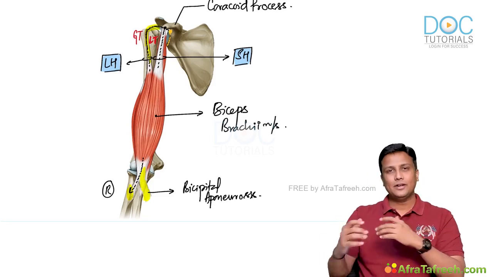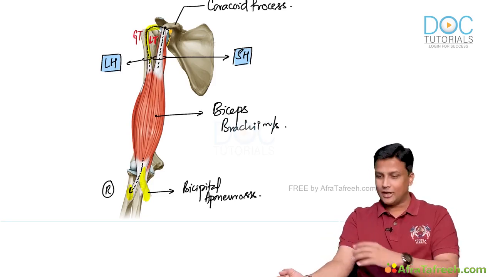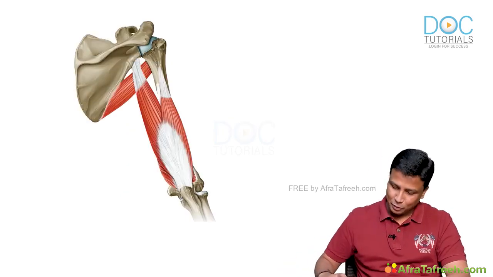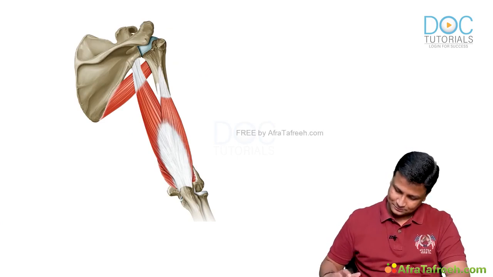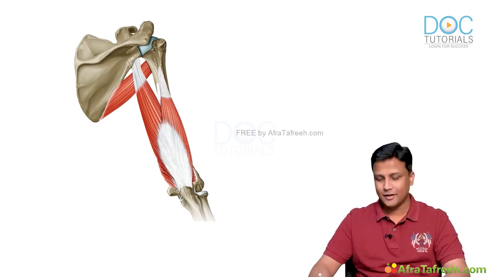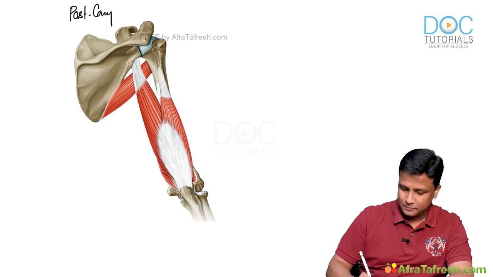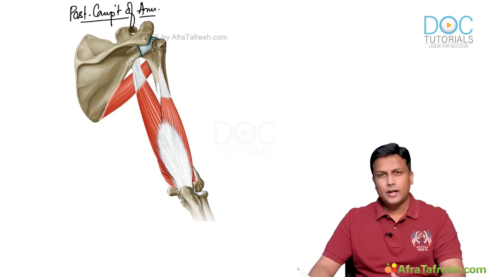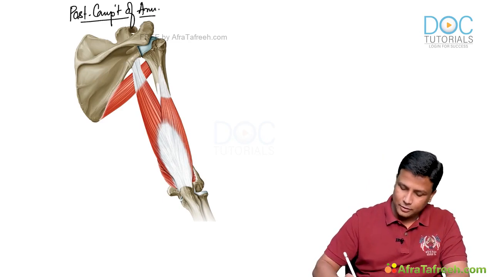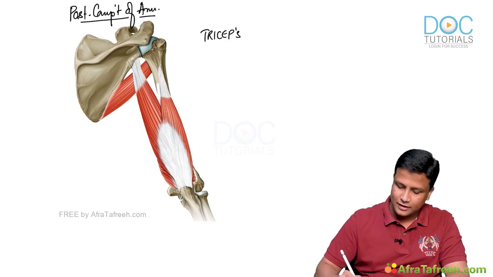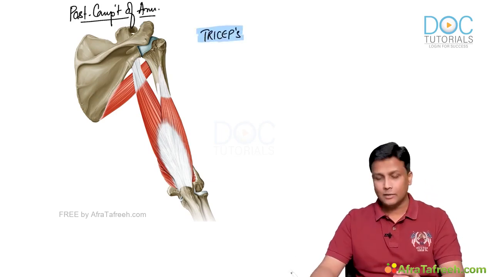Next, after completing the anterior compartment of the arm, now let me turn it behind. Let us see the posterior compartment of the arm. Wow, look at this beautiful diagram. The moment you look at this diagram, this one will be the posterior compartment of the arm. Now in the posterior compartment of the arm, the only muscle that you have here will be triceps. And from the name itself, you can understand that triceps will be having 3 heads.